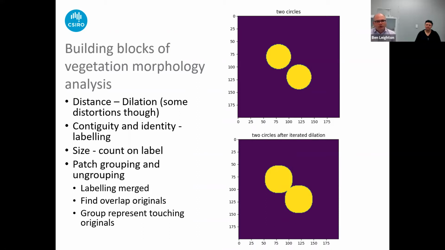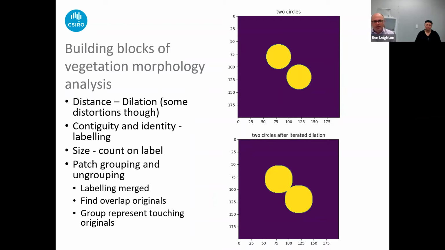These are the building blocks for solving these problems. We used dilation as a metric to find distance. There are some distortions that you can see there on the right when you do that, but it does give us an estimate of the distance between patches. We used labeling, which I mentioned before. Labeling algorithms are readily available in scikit-image and other image processing libraries to find connected areas of the image.